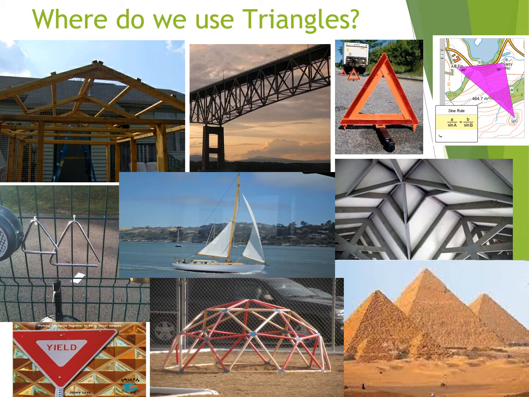Well, first of all, where do we use triangles and why? If you look here, we use them in building a porch or in bridges, in a roof structure. A sailboat has triangles. Playground equipment has triangles, and even the Egyptians used triangles for their pyramids. The reason for that is triangles are one of the strongest shapes, right? They're very simple, but they're very strong, right?